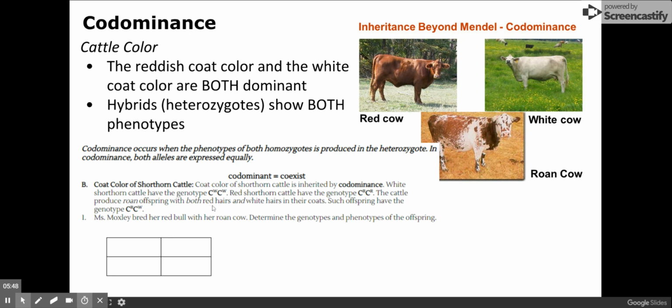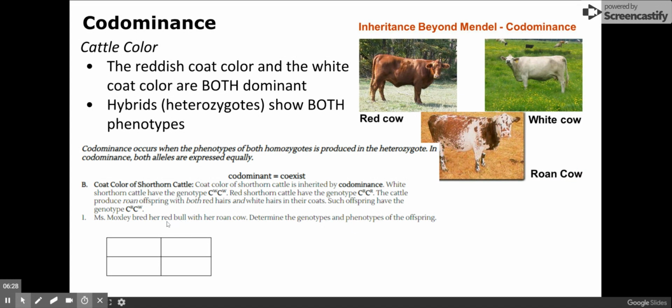So let's look at an example. In the example of these cattle, when they are a mix like this with red and white hair, the name for that phenotype is roan. Okay, so read carefully through the information. We have white short-horn cattle have the genotype C with a W and C with a W. Red are going to have the C with an R, C with an R. Now, if they're heterozygous, C with an R and C with a W, that's where we're going to get this roan coat color with both red and white hairs.